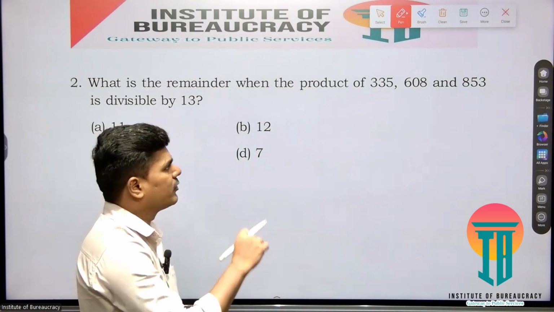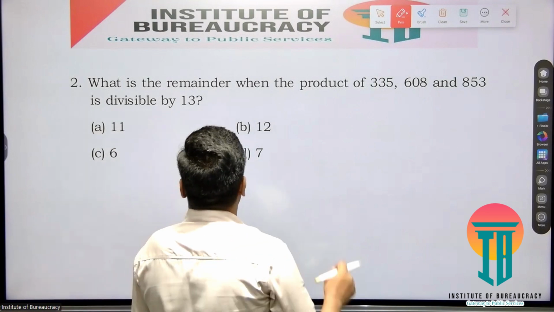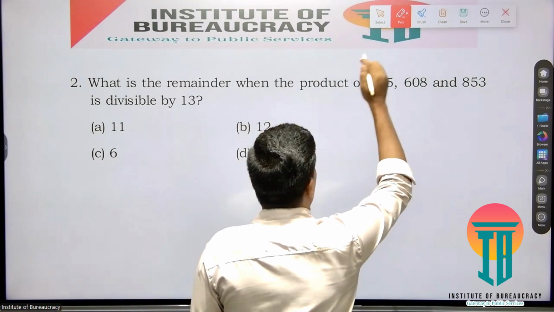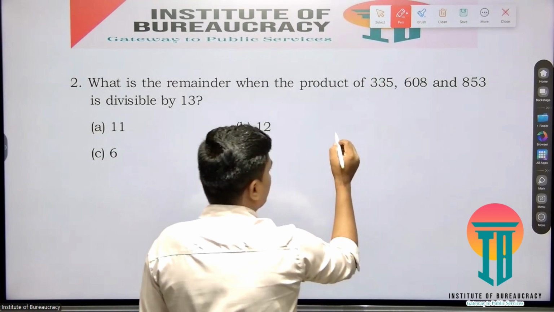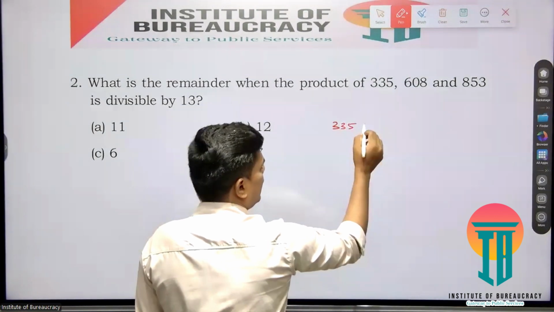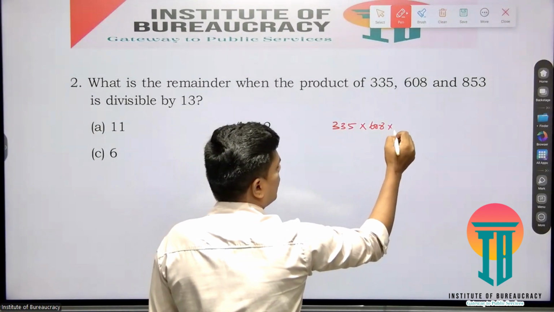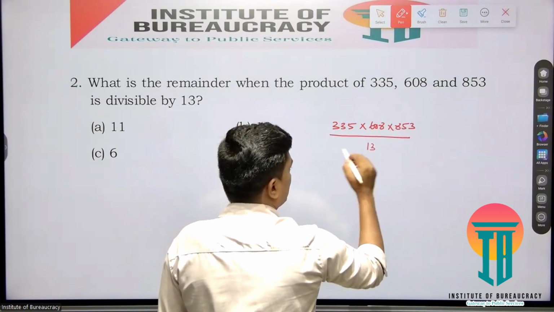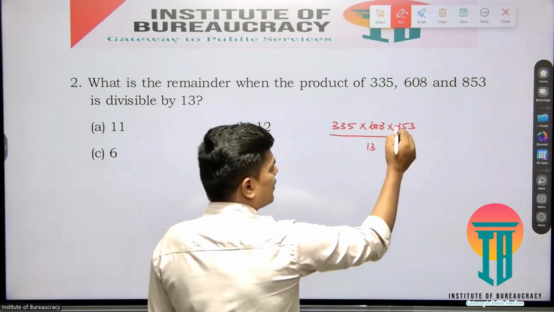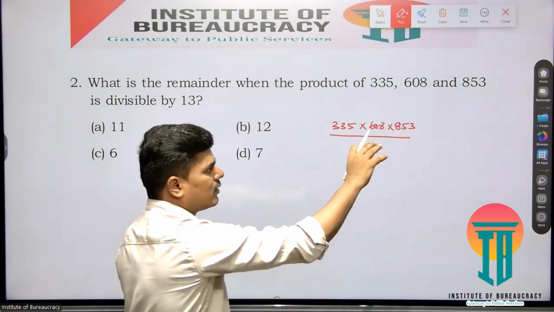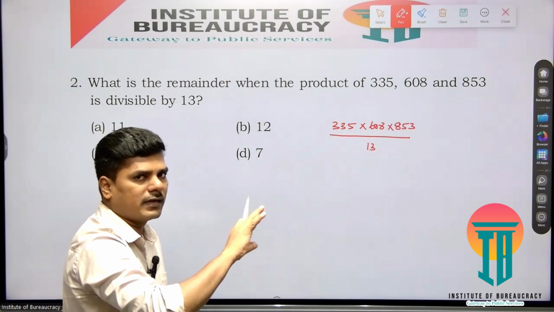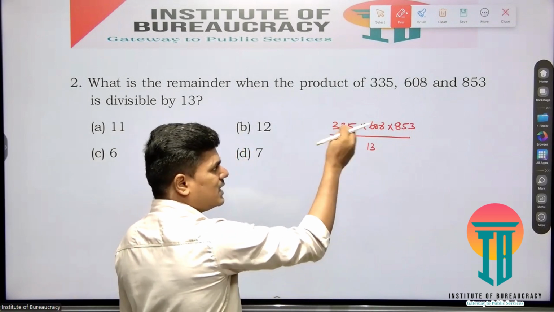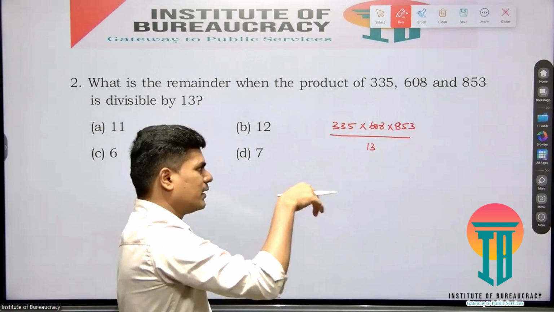Okay, now let's solve this problem. Second problem. What is the remainder when the product of these numbers is divided by 13? That's the question. So that means 335 into 608 into 853, you are going to divide by 13. It is not easy for us to multiply all the numbers and then divide by 13. It will take time. So what we are going to do is divide each number by 13 individually and then find the remainder.